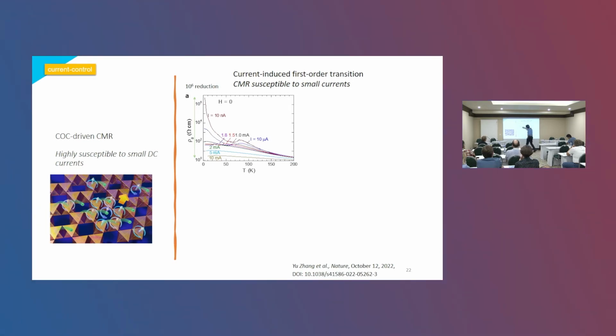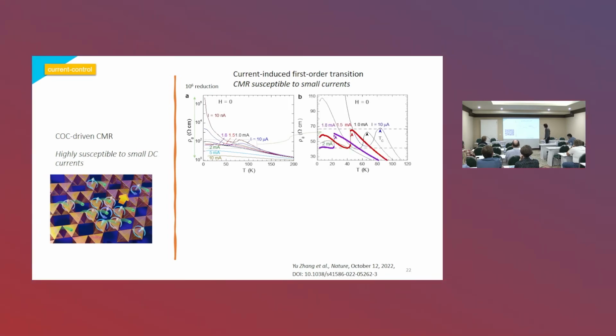But let's focus on this area. You cannot see the detail here. In this area, when the current is in microamps, we have a peak near the Curie temperature. It is rounded here, indicating a second order transition. But if you apply 1 milliamp, this peak drops quite significantly, but it is still rounded, indicating this remains a second order transition.